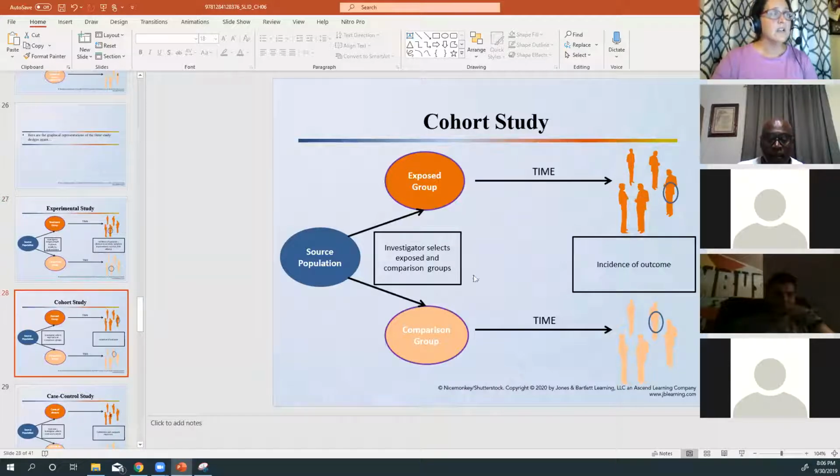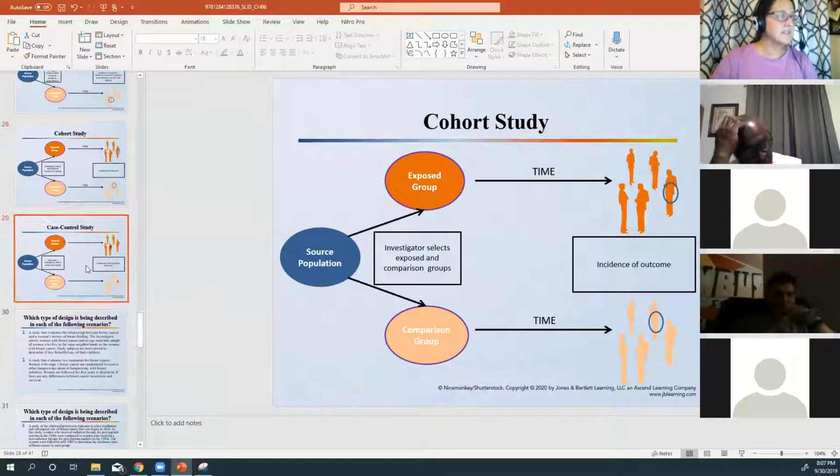Cohort study. I start with my source population, but now this is an observational study, right? So I am not going to assign treatment. What I'm doing is looking to see who is exposed, and looking for people who are not exposed, and I am going to follow those two groups across time. In the same way, I then compare incidence of an outcome in those two groups.